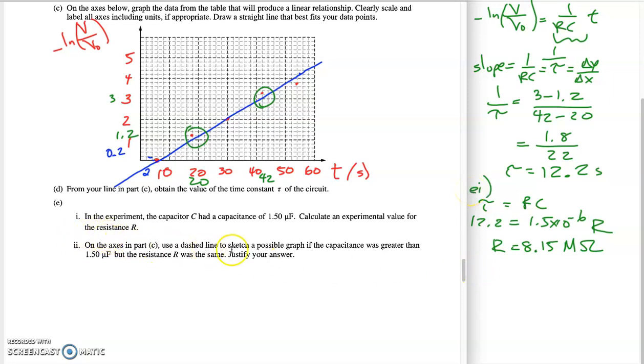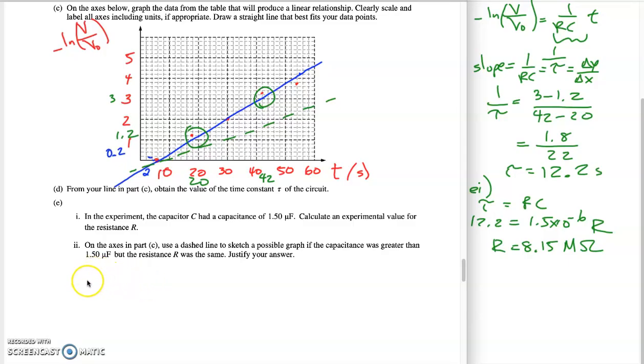All right. Use a dashed line to sketch a possible graph. The capacitance was greater. All right, so if the capacitance is greater, let's look back at our slope. If we make C bigger, that's going to make the fraction smaller, and that's going to make the slope smaller. So our dashed line should be rotated to have a smaller slope. Notice it doesn't change the value of the y-intercept. All they want to see is the fact that this line for part E part 2 is lower.